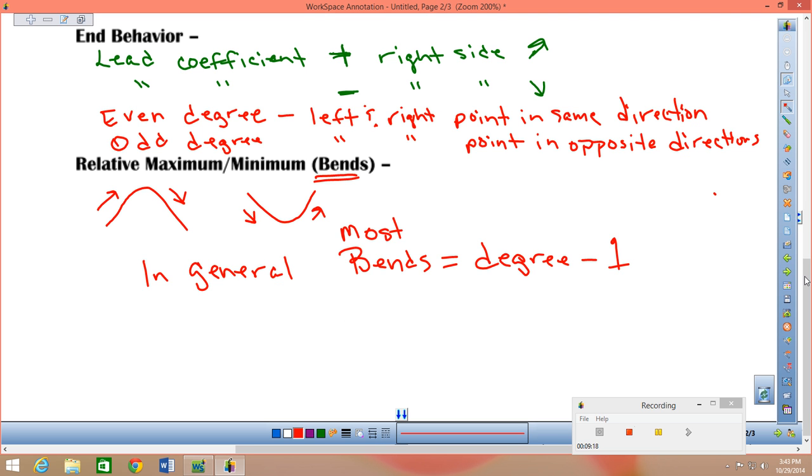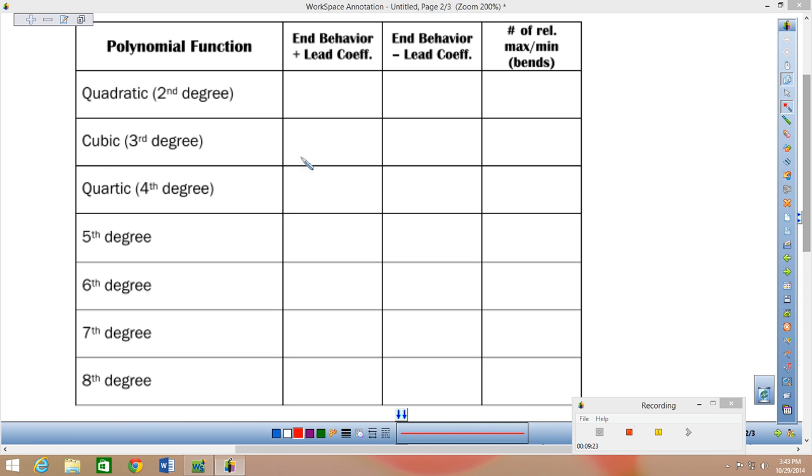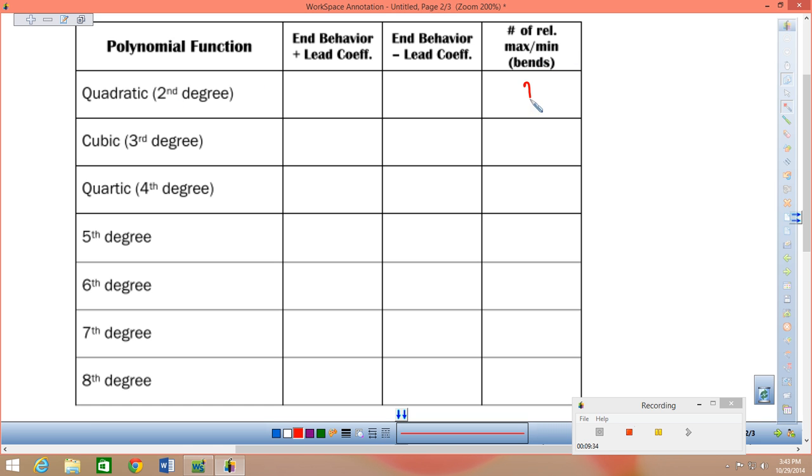So let's look up here and do a few. If it's quadratic, it's second degree. If it's second degree, then the number of bins is going to be 1, because 2 minus 1 is 1. If the lead coefficient is positive, then my graph is going to look somewhat like this on the ends. Both ends are going to be going up. If the lead coefficient is negative, then both ends are going to be going down because it's an even degree.